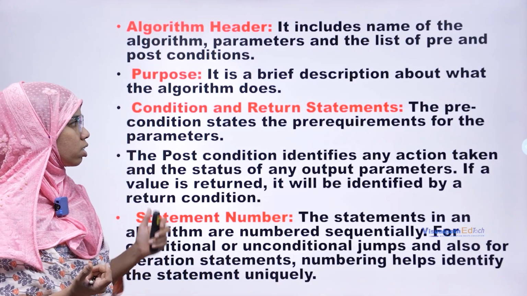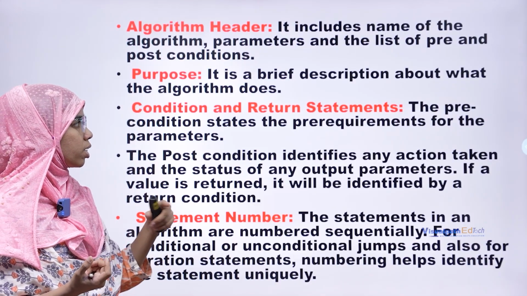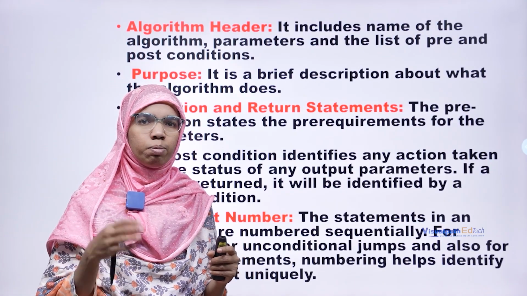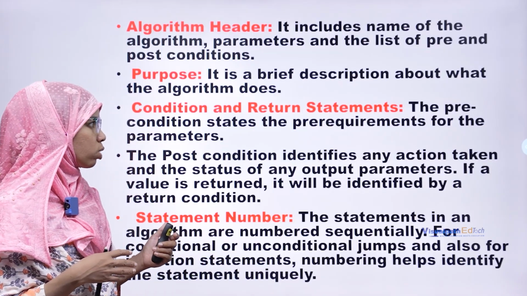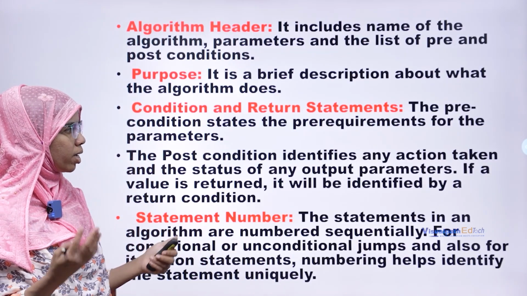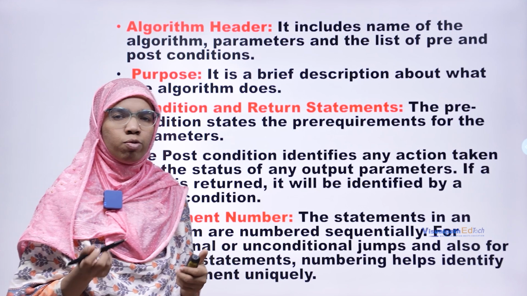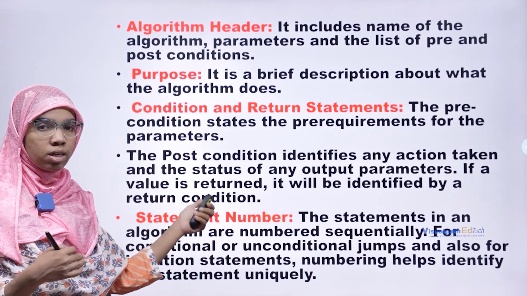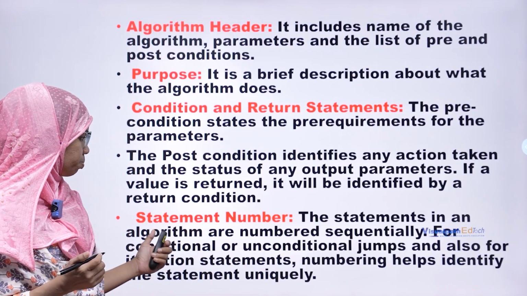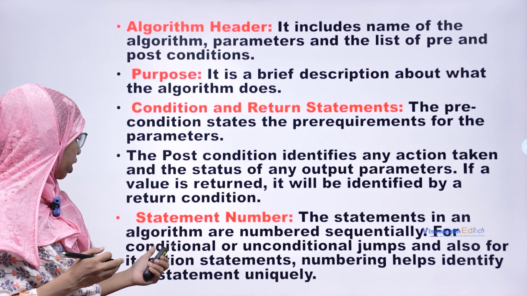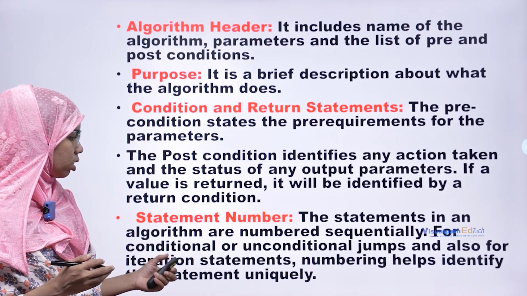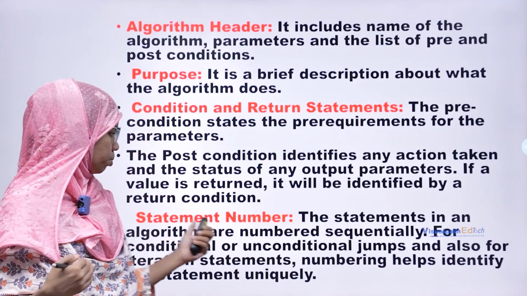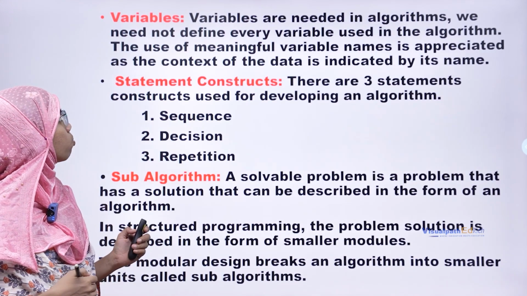Next, conditions and return statements. The precondition states the pre-requirements of the parameters. Whatever conditions you are considering, it will give you the pre-requirements and the resultant outcome. The post conditions identify the actions taken for solving the given problem in a number of steps, based upon the return statement or the return condition. Statement numbers: the statements in an algorithm are numbered sequentially. So our execution takes place in the order of the sequential numbers. So statement numbers are also an important point.